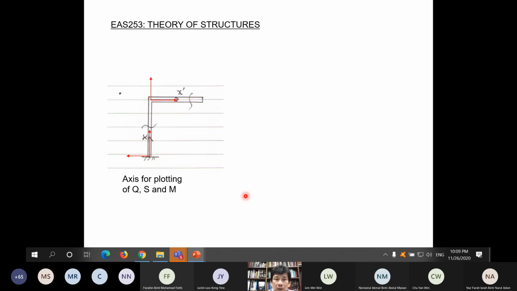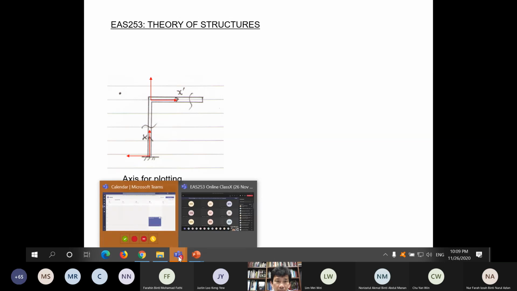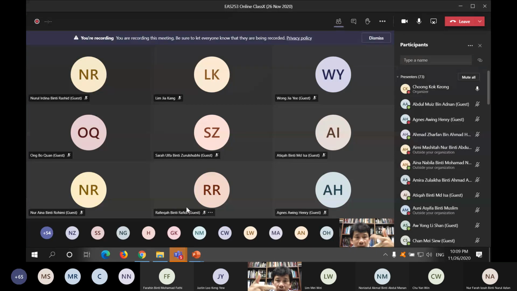Okay. Now, axes for plotting Q, S, and M. We have to start by indicating the axis of the member first as X, and the other axis, which is perpendicular to X, as Y. I'm showing you my finger now. I don't know whether you can see my finger. Okay. This is X, this is Y. So if X goes like this, then this is X, this is Y. This forms an XY axis for us to draw the graph.